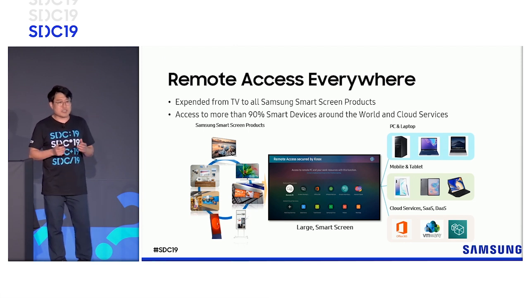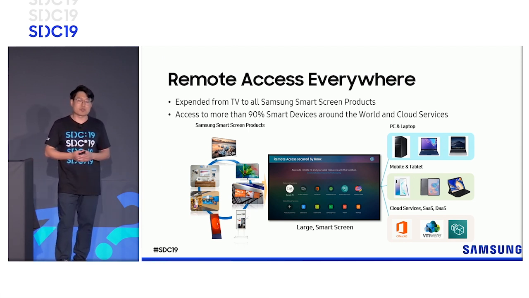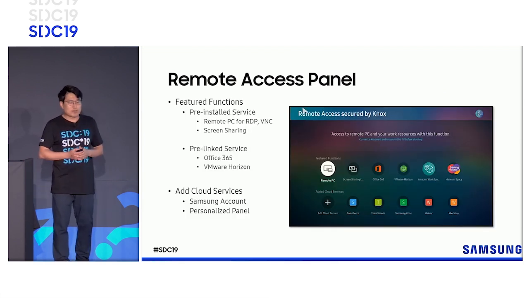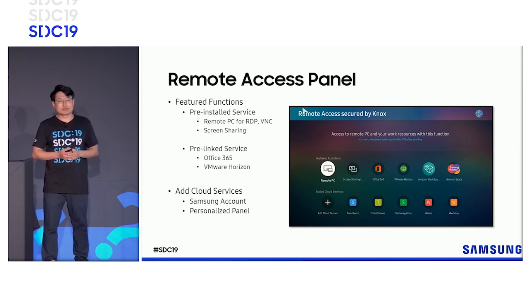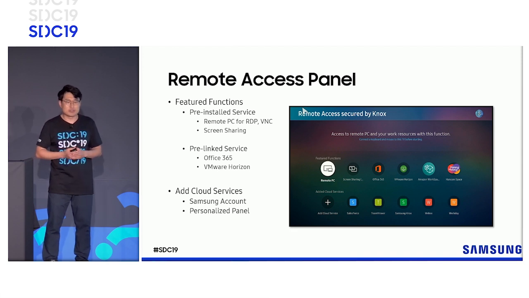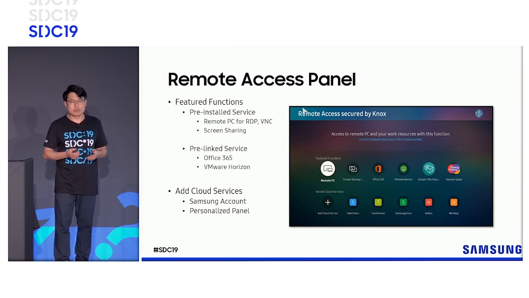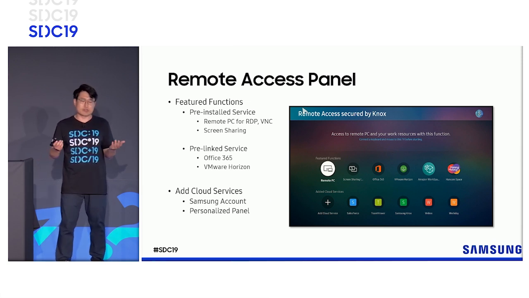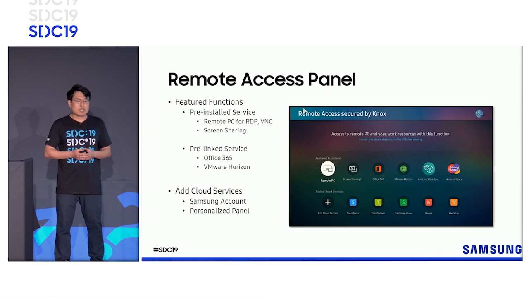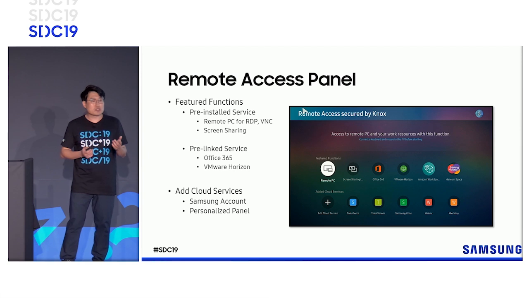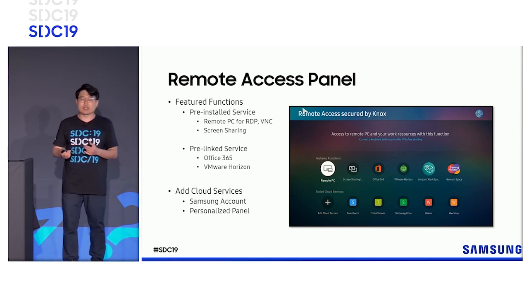From now, let's take a look at the powerful new features of Remote Access Everywhere in detail. First is the remote access panel. Remote access uses the concept of a panel to display the features and partner services so that users can easily access the services. If you look at the configuration, it is divided into featured functions and cloud services.